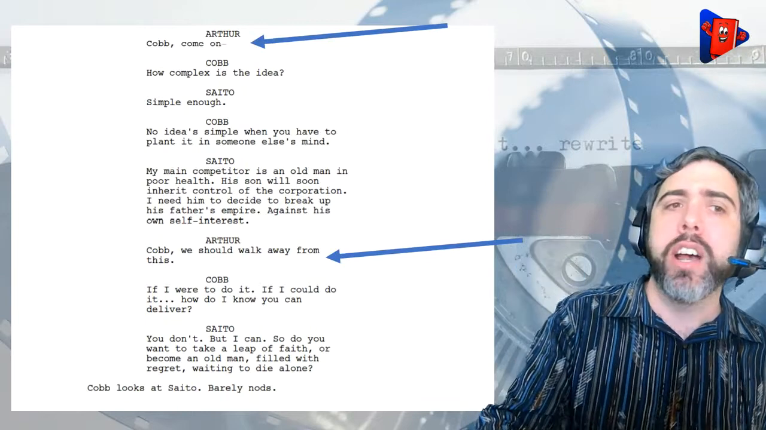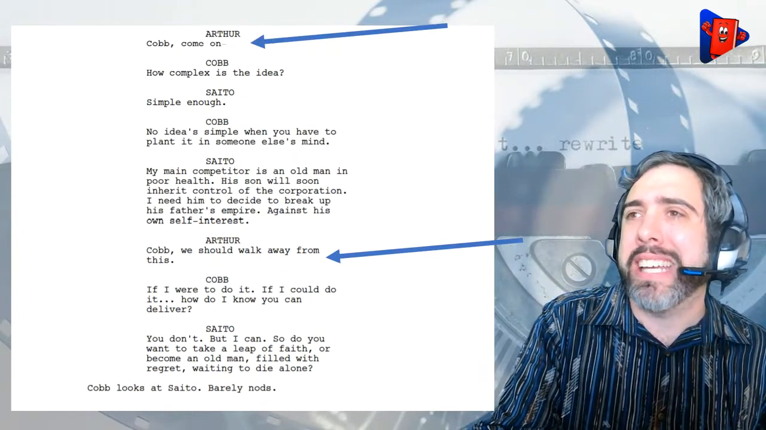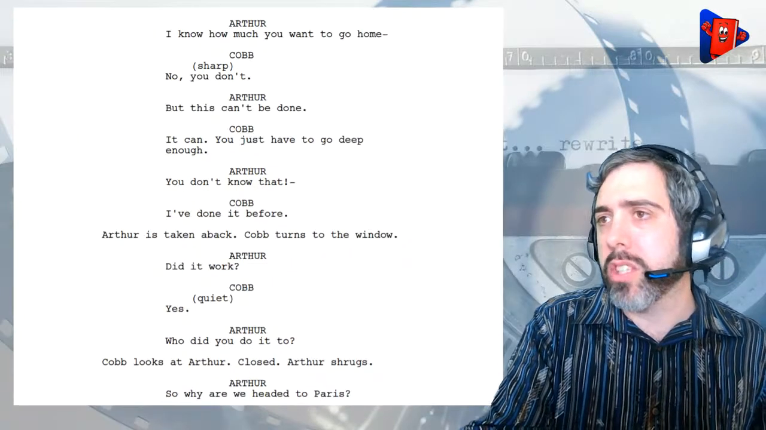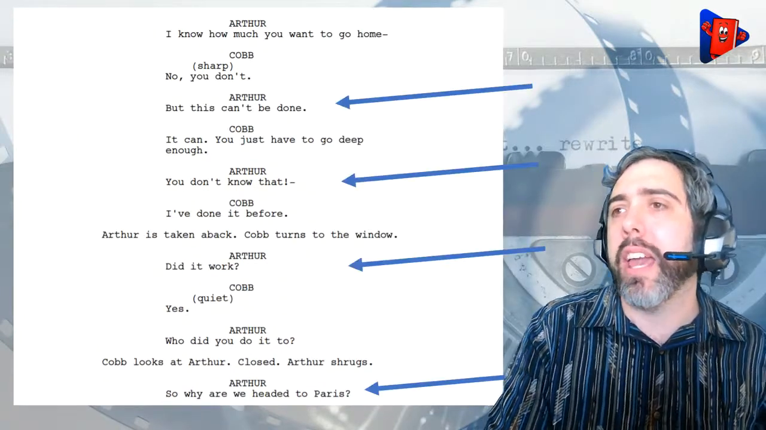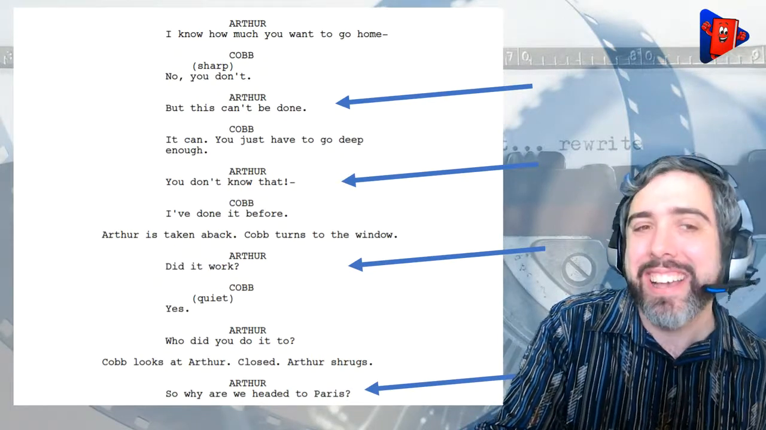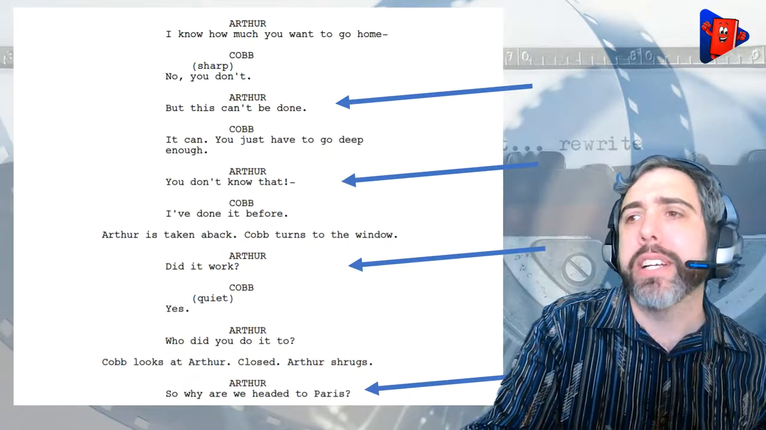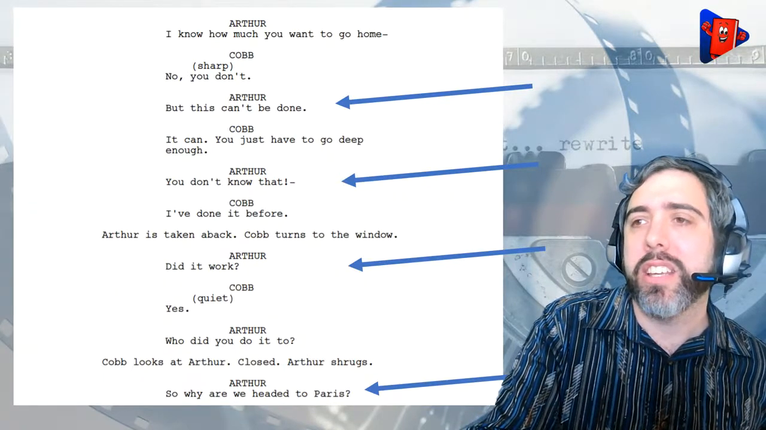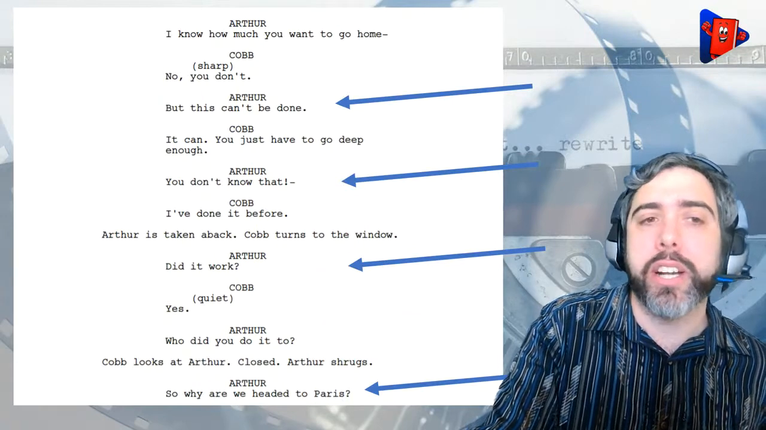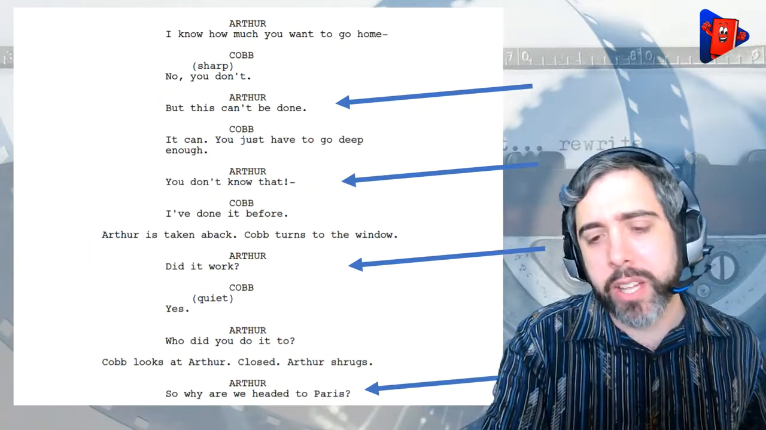And I show here, Arthur is very, very against any of this. You know, he's just constantly fighting back. This can't be done. You don't know that. You know, and things like that. And even when Cobb's like, "No, I've done it before," Cobb won't answer who he's done it with, which is obviously a fun mystery to set up to the audience.